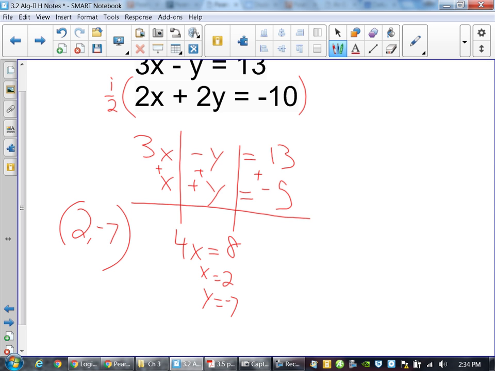Wait, so for elimination, we add the 2? Or subtract the 2, depending on the scenario. Remember, elimination can be one of 2 methods. If you have the same sign, same coefficient, you subtract. If you have the same coefficient, different signs, like x and a negative x, you add them together and they go away.